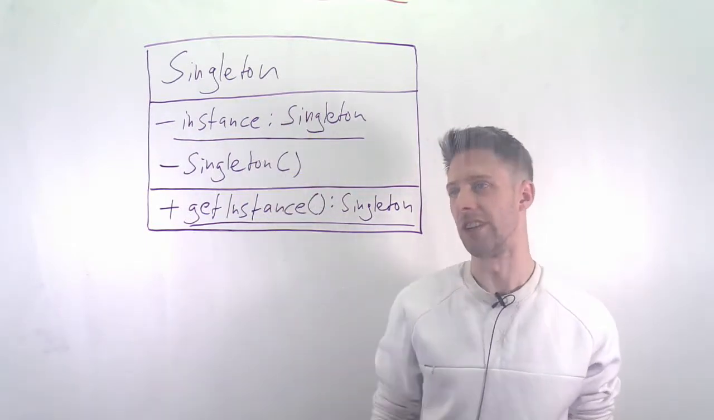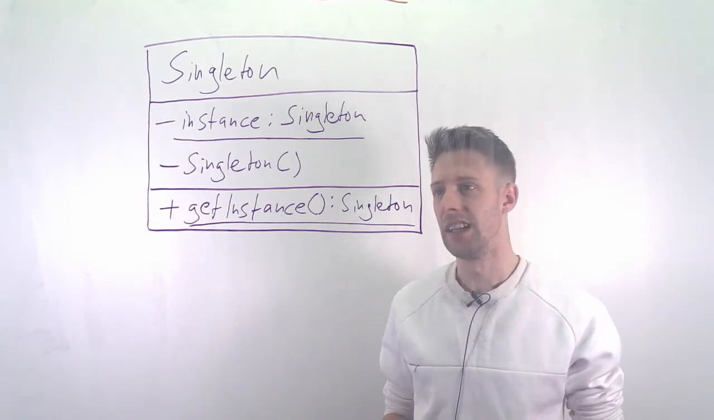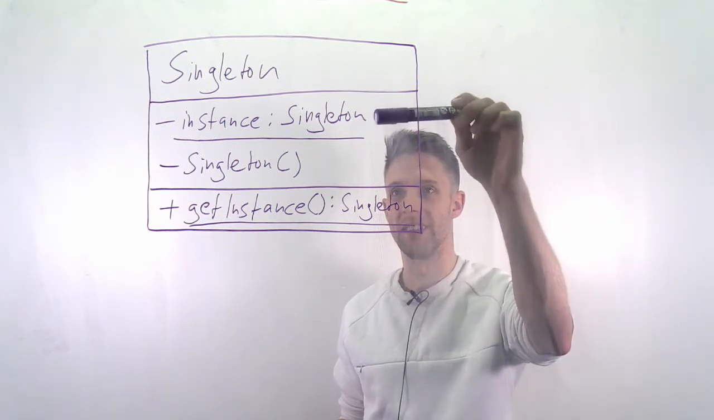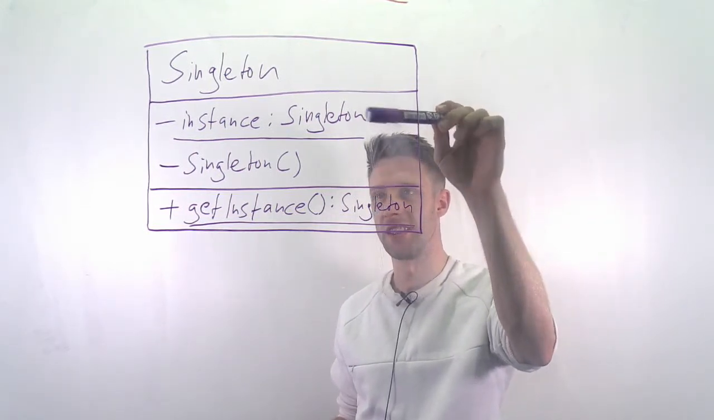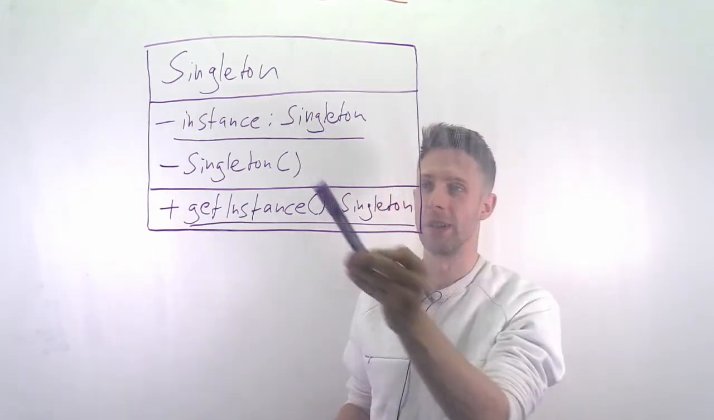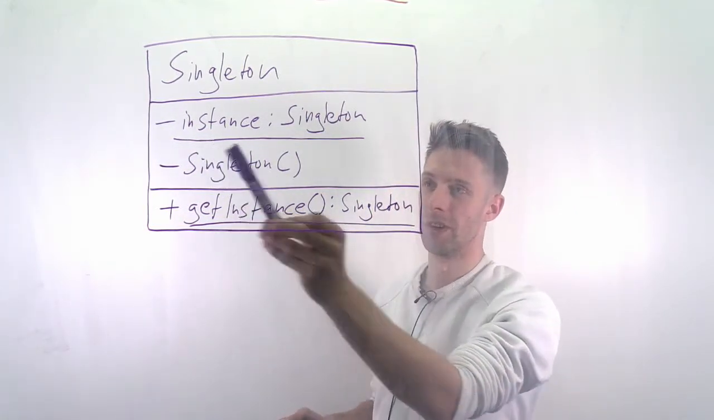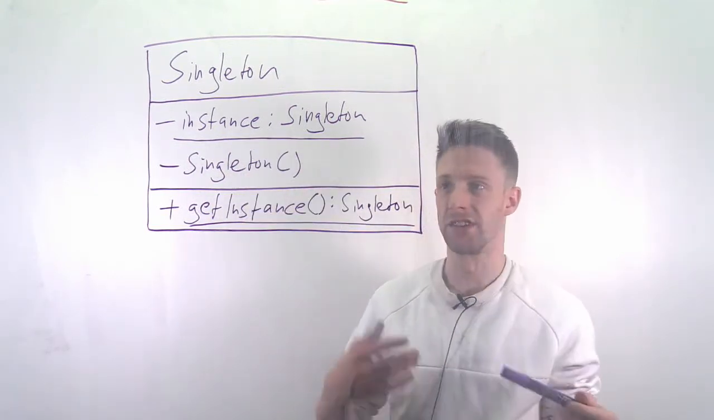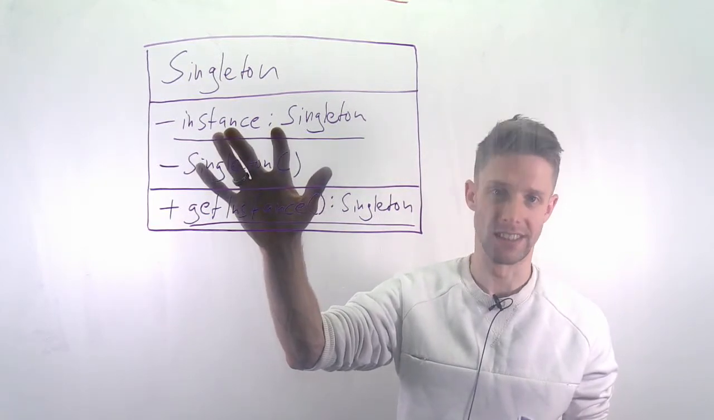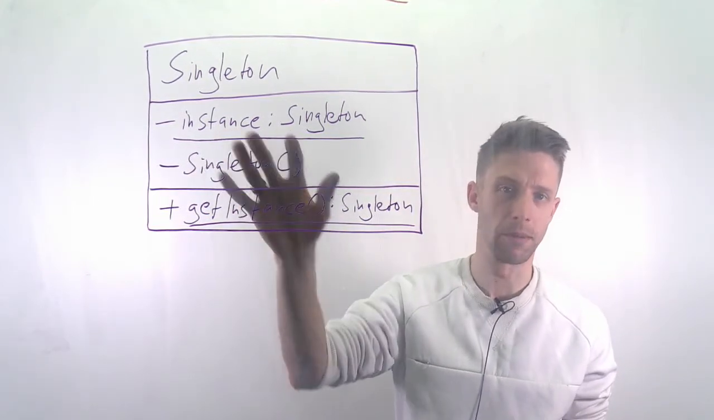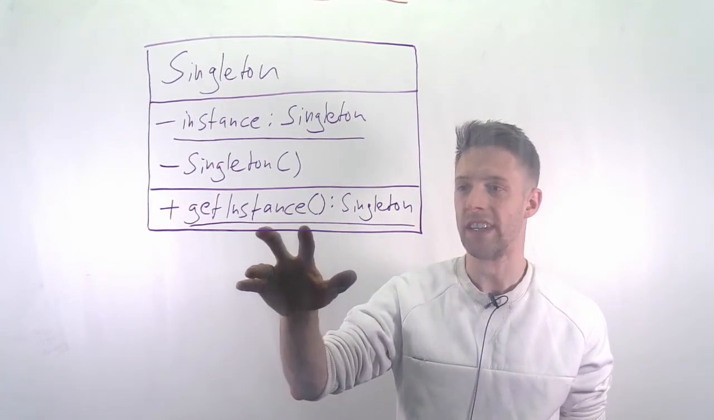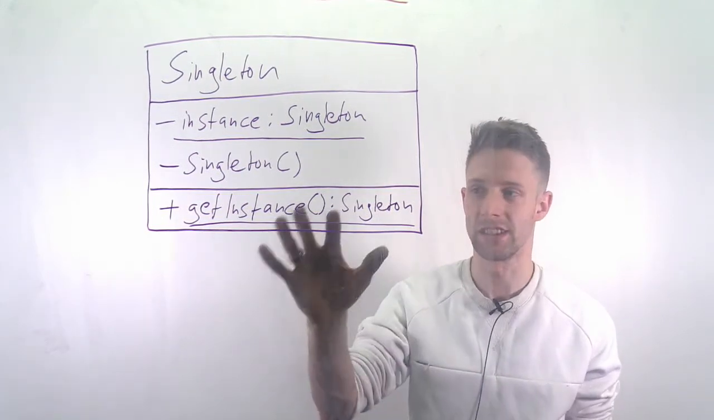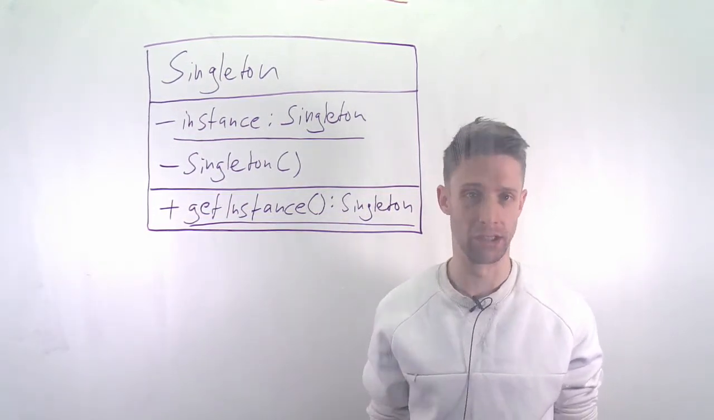Now, there's a lot of stuff going on here, even though it looks very simple, and I'll walk you through that. So first of all, you should notice that the instance of a singleton, so this class has an instance of itself, but this is a class attribute. So there's only one of these for all the classes, and even if you don't have an instance of singleton, this attribute exists for the class. So that's, for example, static in many programming languages. The same goes for the method. The getInstance method that returns a singleton is also a class method. It's static. You can call it even if there is no instance.